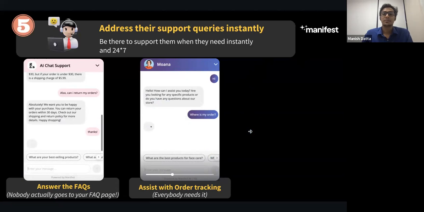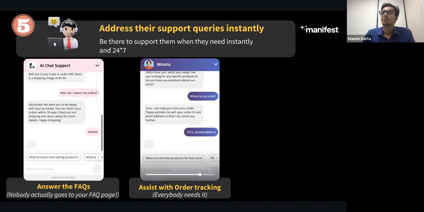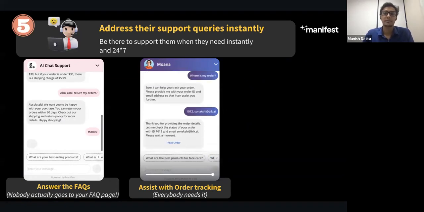The same goes true for post-order support as well. For example, order tracking can be, again, one of the most common requests which your customers have. But them having to either visit multiple different pages or wait in queue for an agent to get back to them can be really frustrating. And while this doesn't impact the conversion of your buyers for their first purchase, this can have a great impact on how likely they are to come back to your store to place that second order. And making sure that we are able to give a good post-purchase experience to our customers can go a very long way in this.